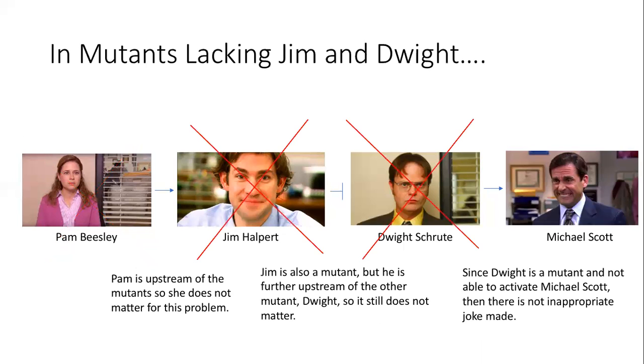In mutants lacking both Jim and Dwight, Pam does not matter because she's upstream of the mutants. Jim is not in this network, but that doesn't matter because he's still upstream of the other mutant, Dwight. If Dwight is a mutant in the network, he is not able to activate Michael, then no inappropriate joke is made.